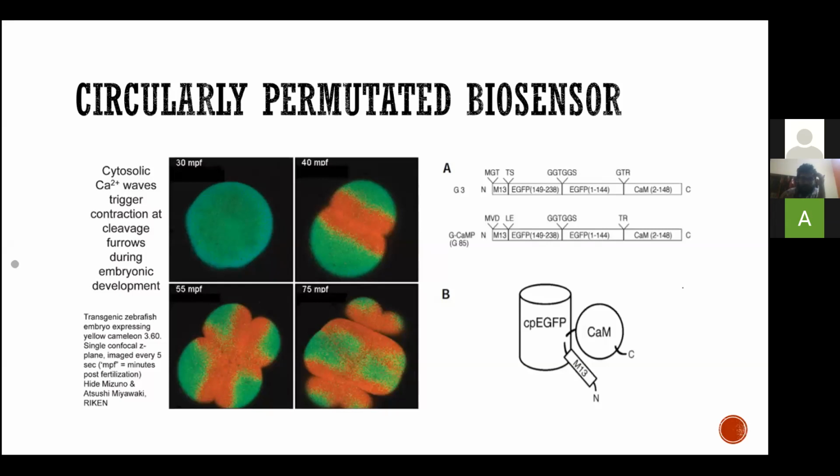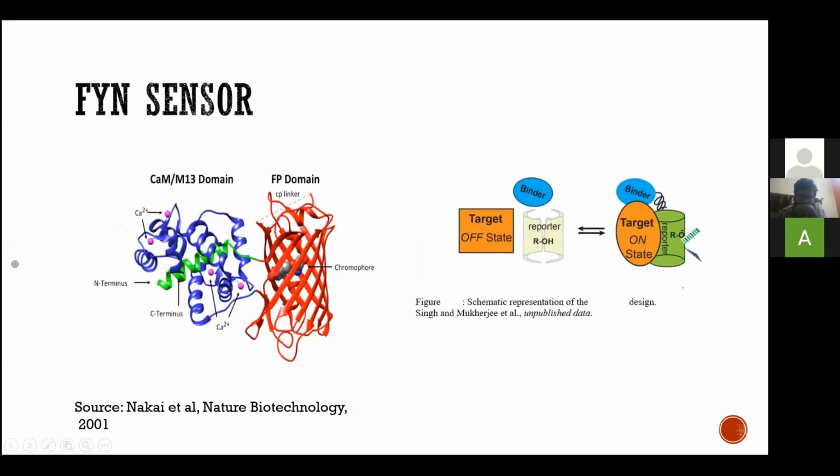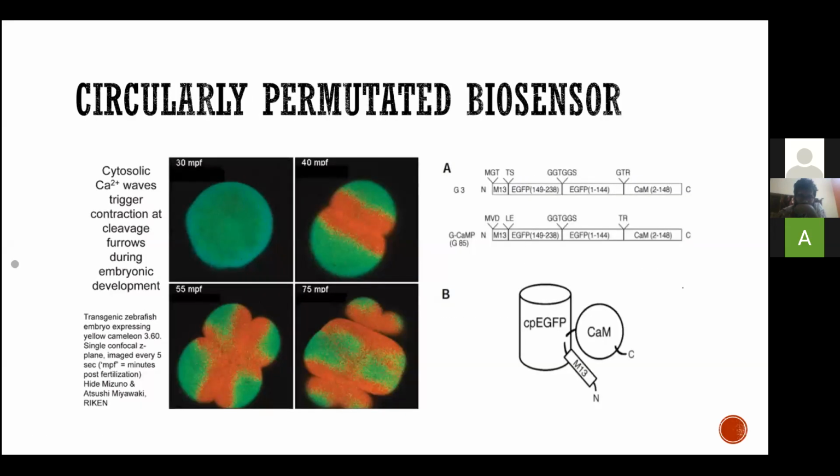Hello. So in both the strips, you have the positions given as M13, EGFP 149 to 238, EGFP 1 to 144, and then calmodulin. And in the second strip, you have the same positions written. Could you go to the last strip? In the second strip, you have the same things written, right? M13, EGFP 149 to 238. Not exactly sure how you are showing that they're different in a certain way.